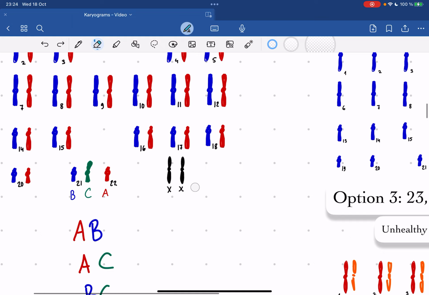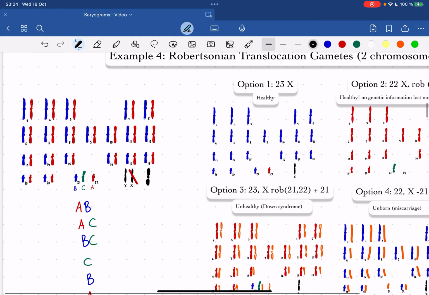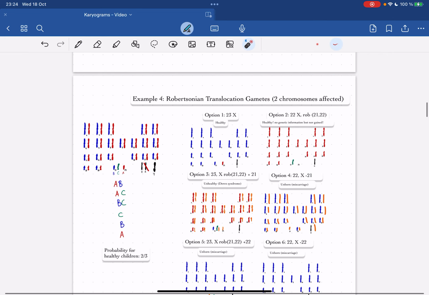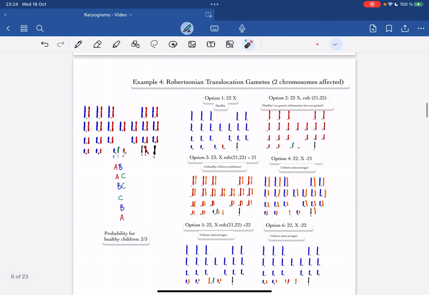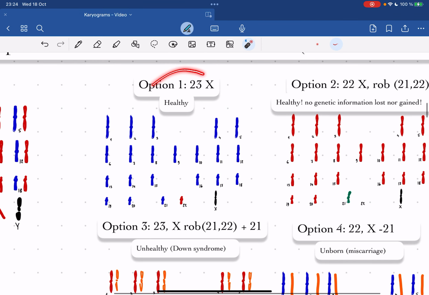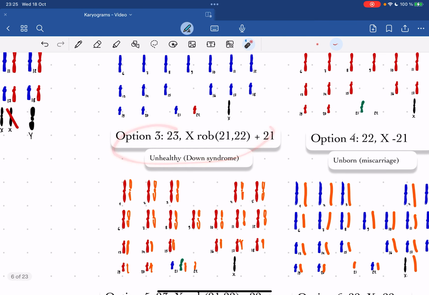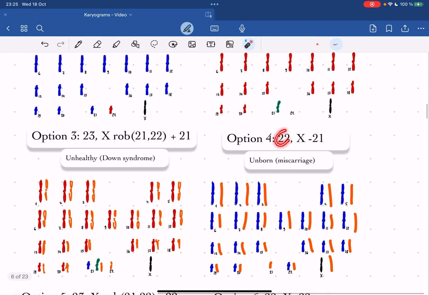If it's instead a male karyotype right here, well, actually, let me do this so it's easier for me to share this later without deleting everything. If we instead had a male karyotype, say this one's Y, then we would not only have 6 options, we will actually have the double amount of options. So for option 1, we'd have 23X or Y. Option 2, 22X or Y, Robertsonian 21, 22. For option 3, 23X or Y, Robertsonian 21, 22 plus 21. Option 4, 22X or Y, minus 21, etc., etc.